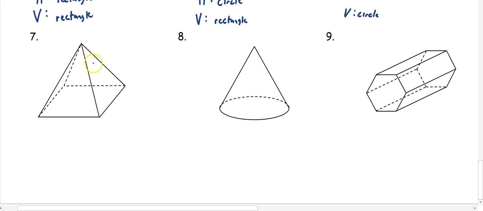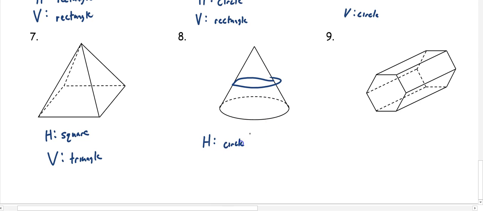Number 7, if I cut horizontally, I'm going to be parallel to my base, and since my base is a square, I'm going to get the same shape, which is still a square. If I cut vertically, I would get a triangle. Number 8, if I cut horizontally to the base, the base is a circle, so I still get a circle. And when I cut vertically, if I cut a cone in half, my shape is going to be a triangle.